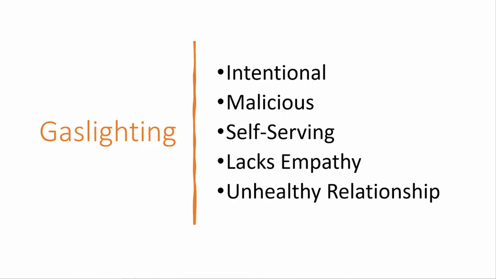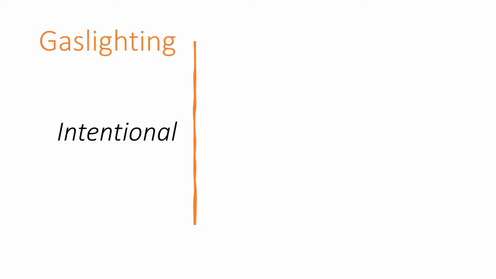So we're going to go over these 5 concepts, and in this video today, I'm going to review the first 2 of those constructs, and then in the next video, I'll do a part 2 to this, and I'll review the other 3 attributes that are very common in a relationship where gaslighting is occurring. So those 5 attributes are as follows: intentional, malicious, self-serving, lacking of empathy, and a general unhealthy relationship. Right? So let's jump into that first one, intentional.